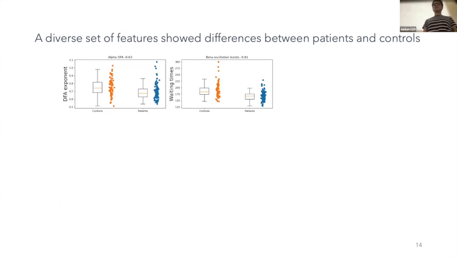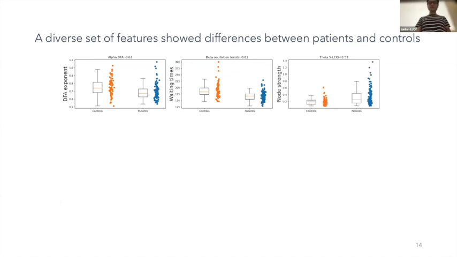Also, other aspects of the oscillation, such as the distribution of bursts in the beta band, for example, also showed a difference between patients and controls. And again, I am putting there the effect size, like the Cohen's d, and these are generally large effect sizes.